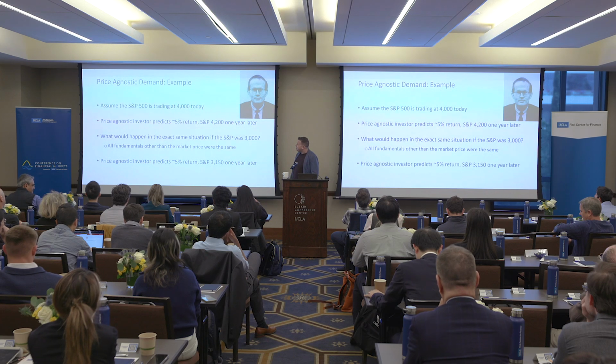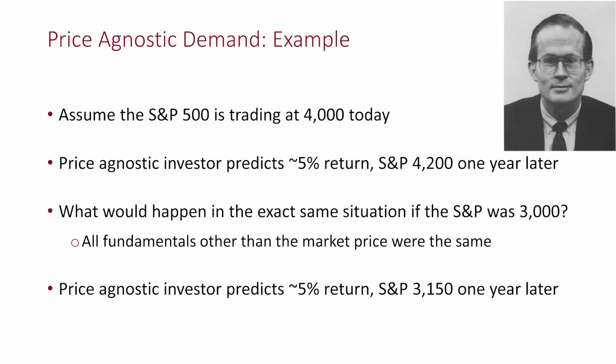So returning to our example, assume the S&P was at 4,000 today. You have a price-agnostic investor who thinks there'll be a 5% return, 4,200 in a year. Well, what would happen to this investor if they rolled out of bed and all the fundamentals were the same? Well, they'd also predict a 5% return. Let's say the market would be at about 3,150 a year later.